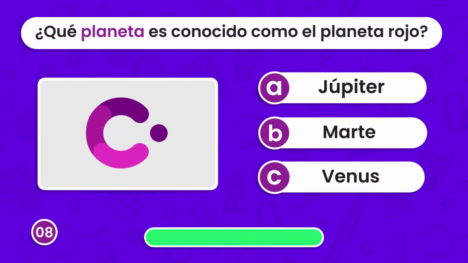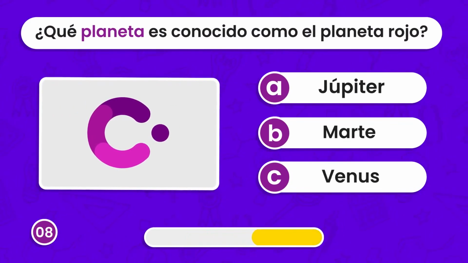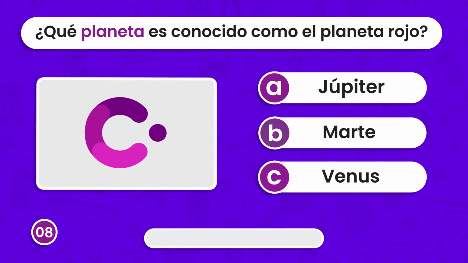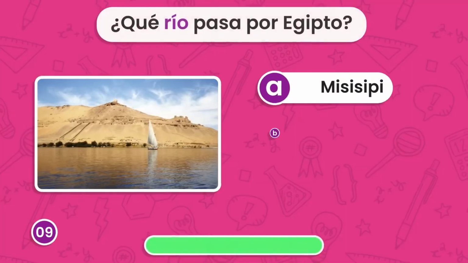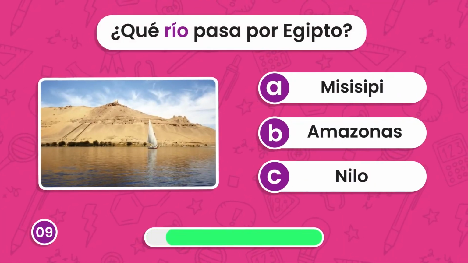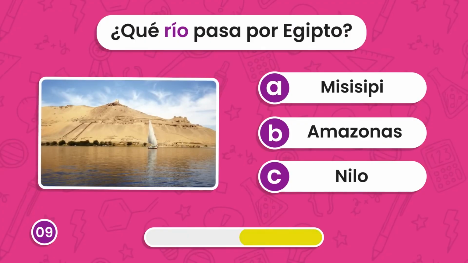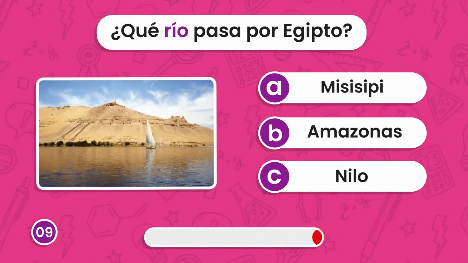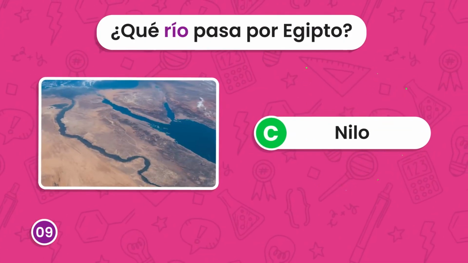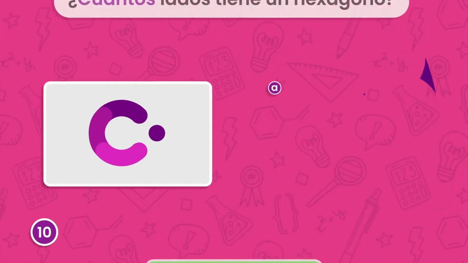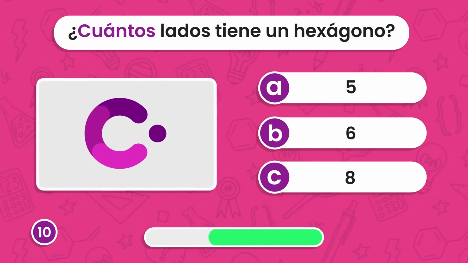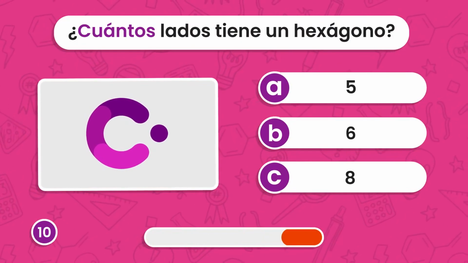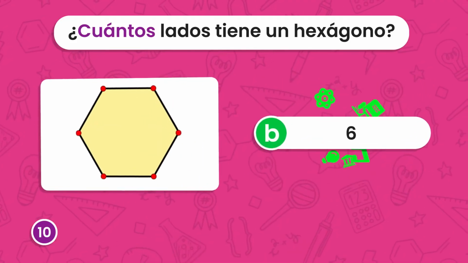Which planet is known as the Red Planet? Mars. Which river runs through Egypt? The Nile. How many sides does a hexagon have? 6.